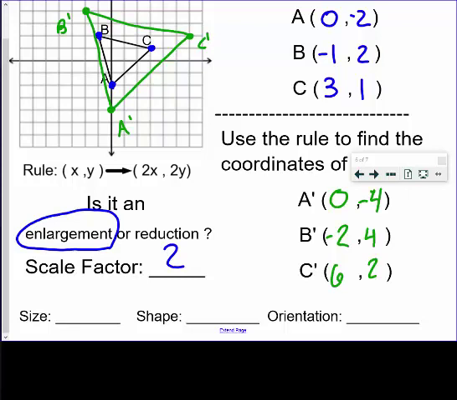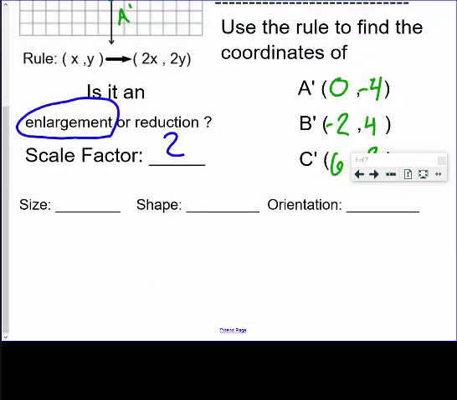Let me know when you're ready. For these bottom three, we're either going to put same or different. Okay? Size. Is the size of the pre-image and the image the same or different? Different. The shape. Same.